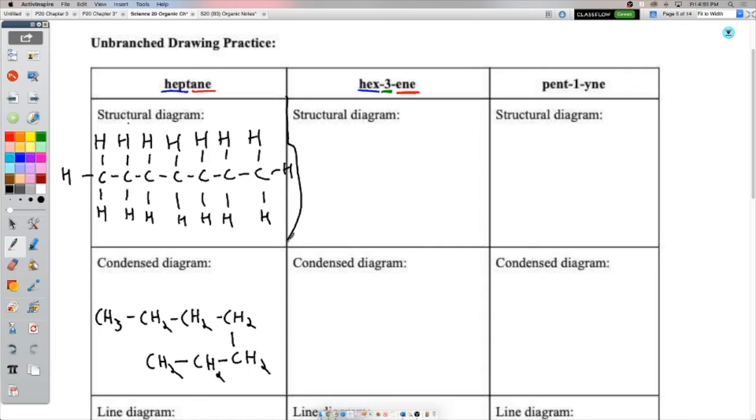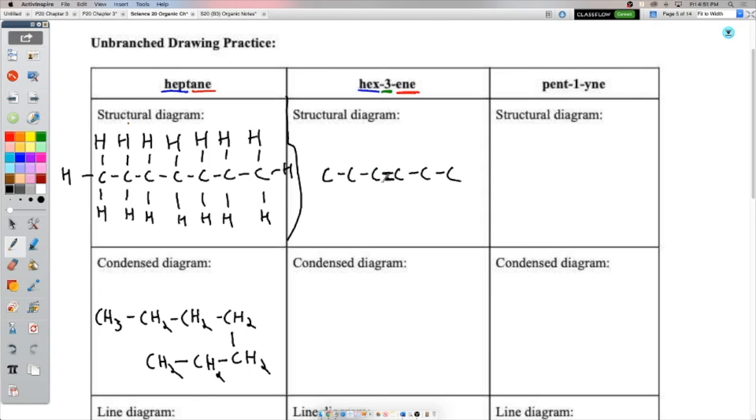Hex matches, how many sides does a hexagon have? 6. First the carbons. Notice I've just drawn the single bonds, because now I can go back and add the ene part. On the 3rd carbon, there is a double bond. So 1, 2, 3, it's going to have a double bond. I don't put it here because that would be hex-2-ene, right? So hex-3-ene looks like that.